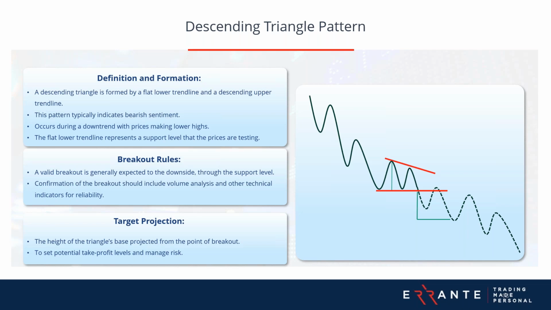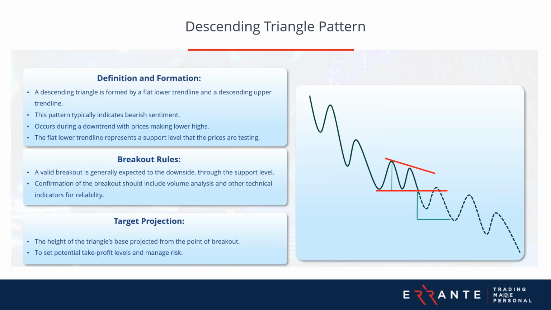So the descending triangle highlights the increasing pressure from sellers and the weakening defense by buyers. The rule of trading a descending triangle focuses on the breakout, which is typically expected to occur to the downside, breaching the support level. For a trader, confirming this breakout is crucial and should involve, again, an analysis of trading volume and other technical indicators like RSI, moving average, MACD, and so on. These additional checks help ensure the validity of the breakout and the likelihood of a continued downtrend.